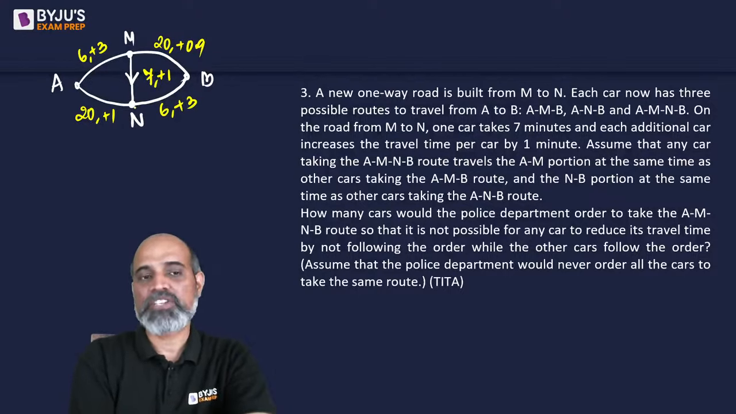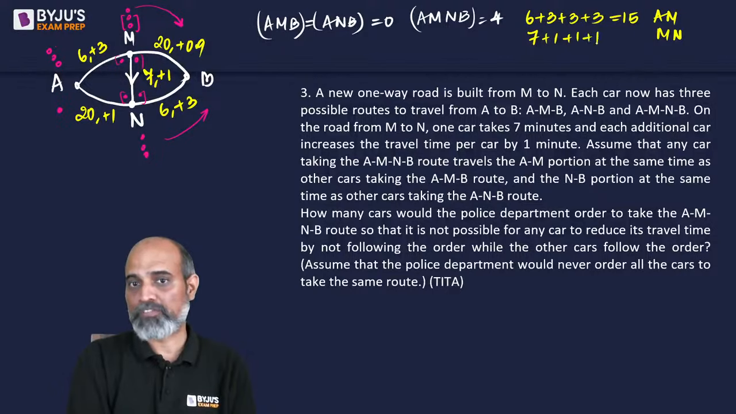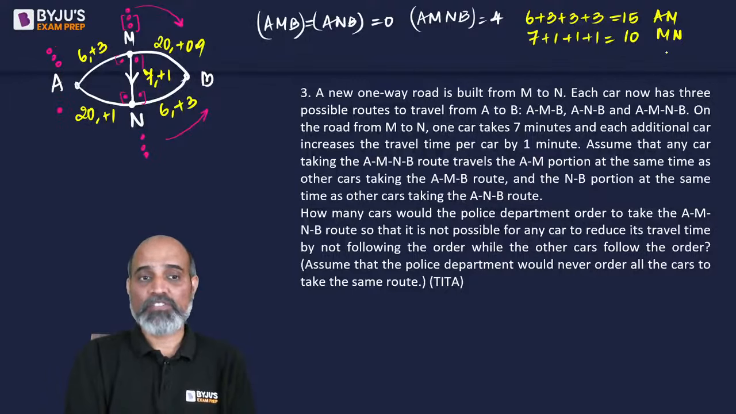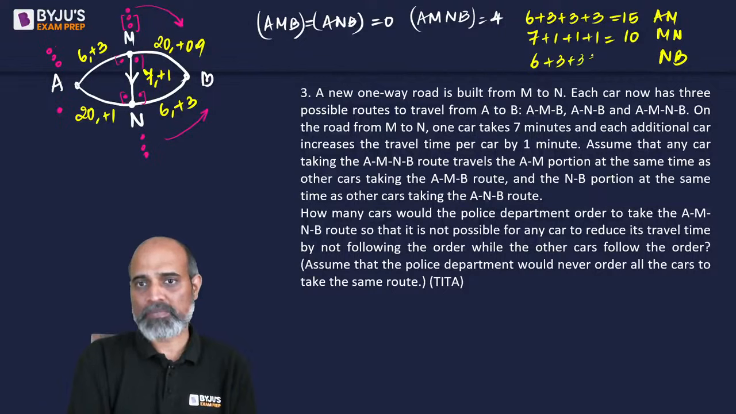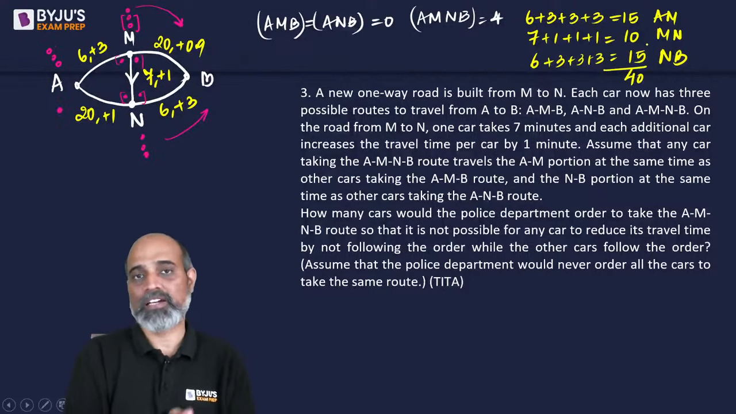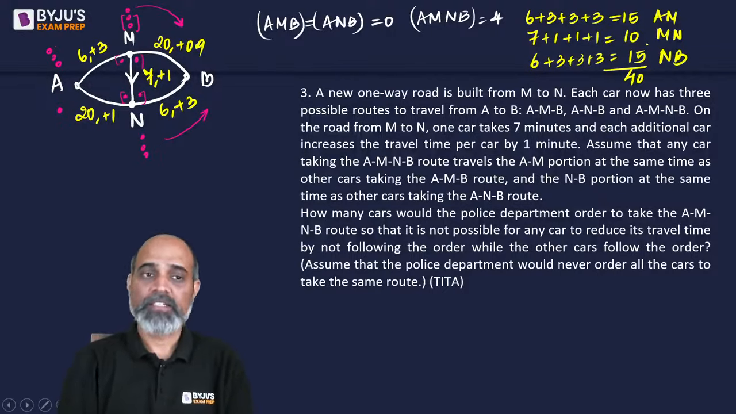Next, if we talk about the MN route, if there had been 1 car, it would have taken 7 minutes, but since there are 3 more, for every car there will be an increase of 1 minute each. So this is going to take another 10 minutes. Next, if we look at the path NB, which is the same as AM, this is going to be 6 plus 3 plus 3 plus 3, which is going to give us another 15. If we add this, it will take 40 minutes in total, right?